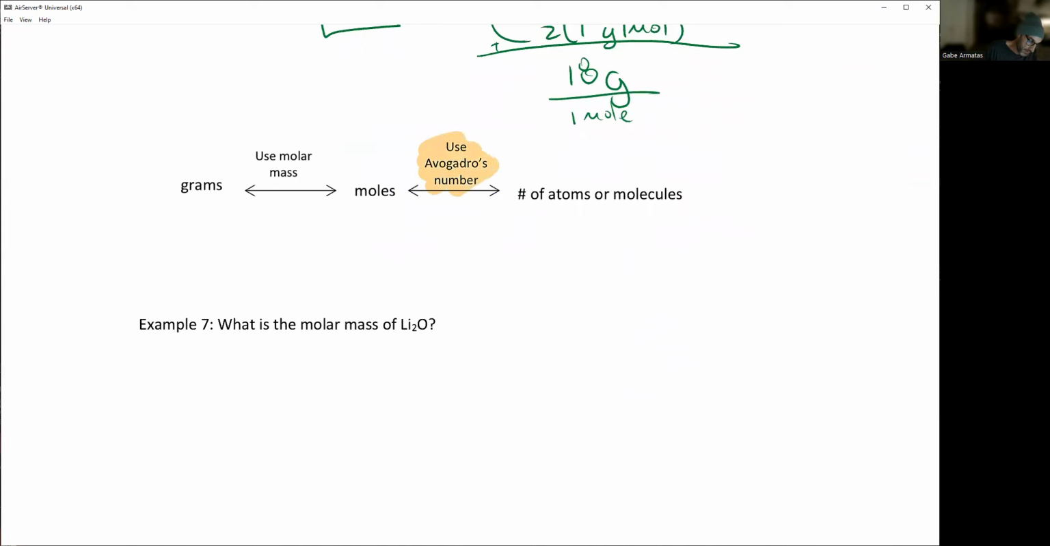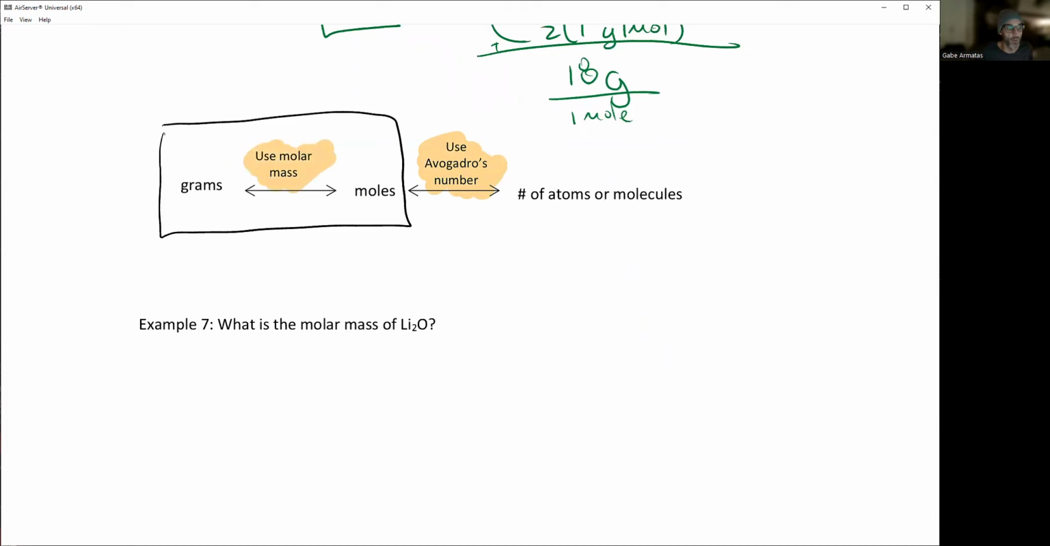I'm going to use Avogadro's number to figure out how many individual units I have, or if I have individual units, how many moles I have. In order to go from moles, and this, by the way, please become really familiar with this, because this is what we do all the time. We use molar mass to convert between those, because again, the unit is in grams per mole. Grams per mole allows you to do those conversions, okay?